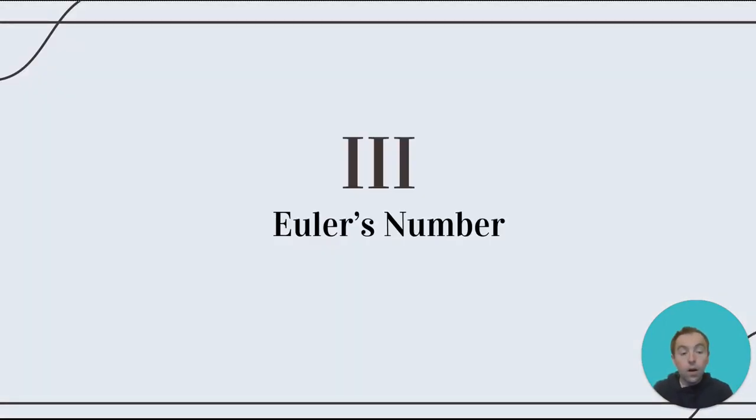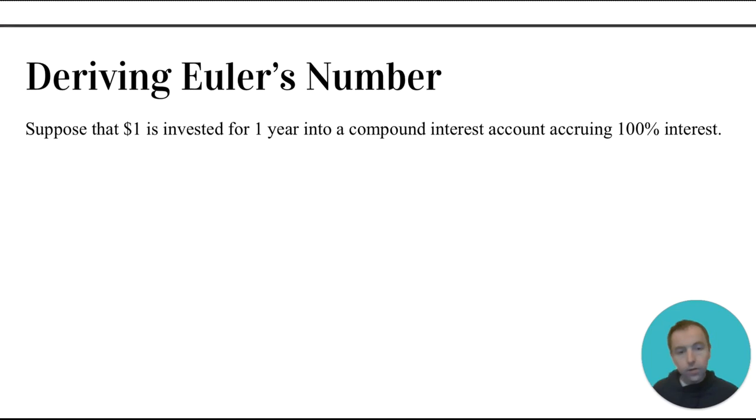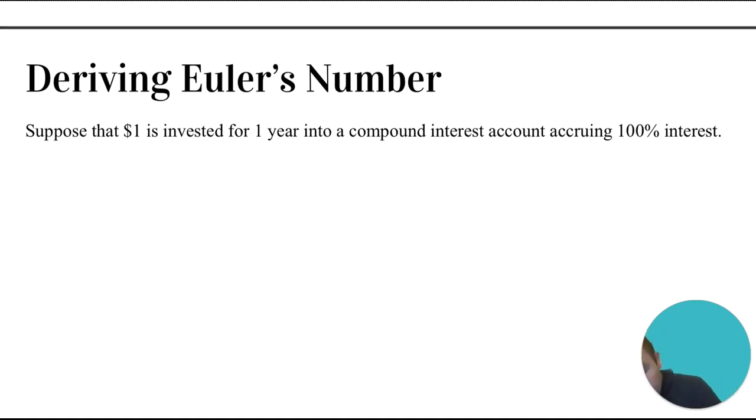Lovely. All right, and then kind of the last cornerstone piece to exponential functions that we need to hit now is dealing with this final little section of content here. So we're going to suppose that $1 gets invested for 1 year into a compound interest account that accrues 100% interest. So what this looks like is you would take your $1 investment, and because it's accruing 100% interest, it's basically doubling.